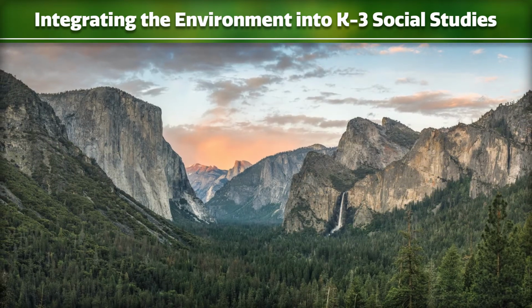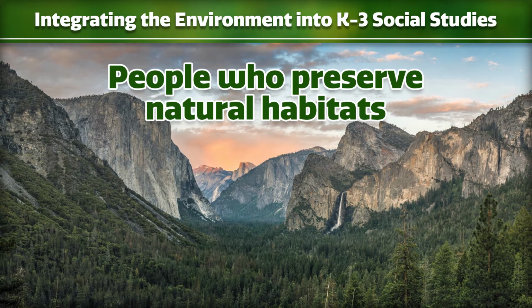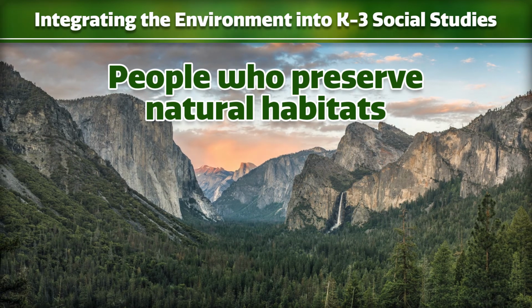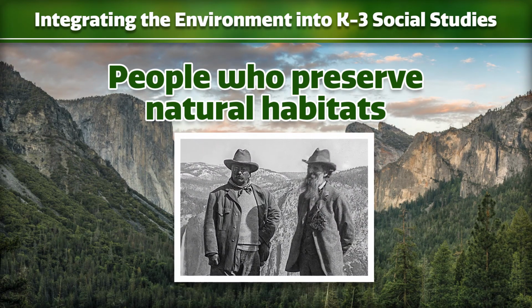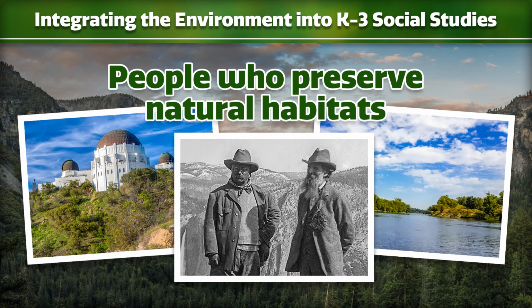In every community in California, there are examples of people who have worked to preserve natural habitats and open spaces. For example, John Muir worked with Teddy Roosevelt to establish Yosemite as a national park. From national parks like Yosemite to local preserves like Griffith Park in Los Angeles or the American River Parkway in Sacramento, students can study how people past and present have taken action to preserve their local environment and better their community.